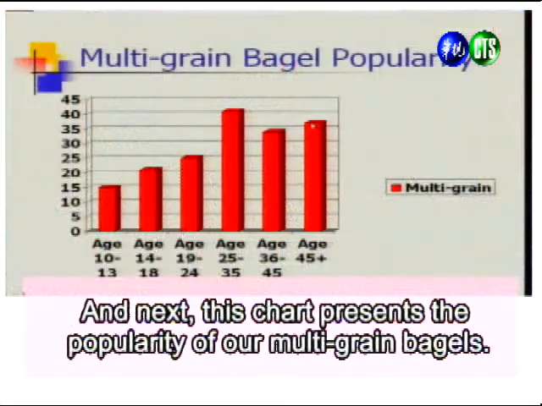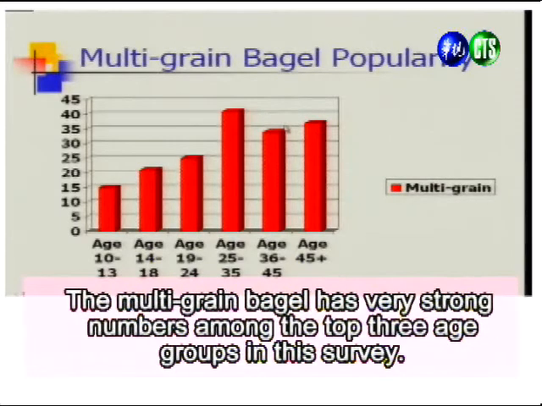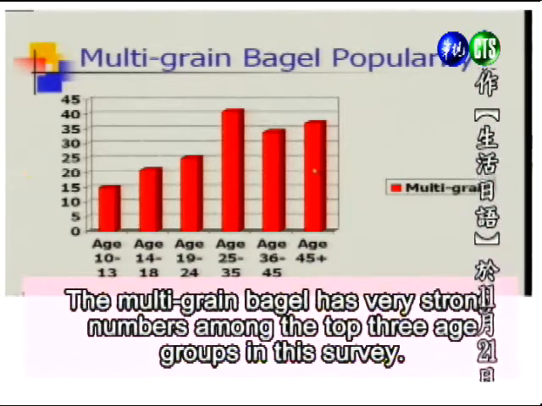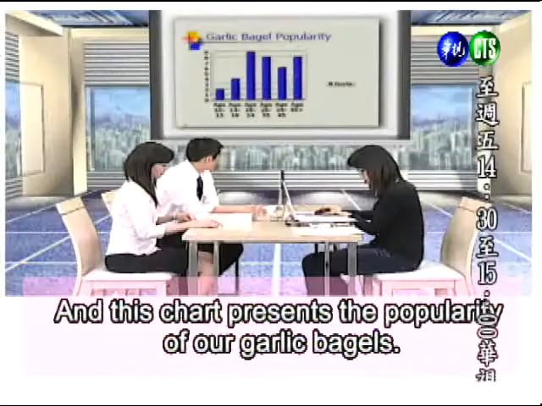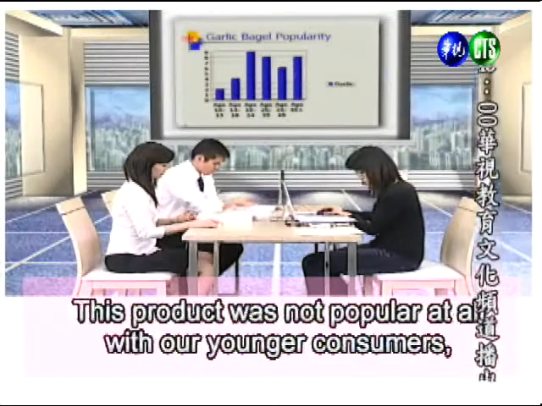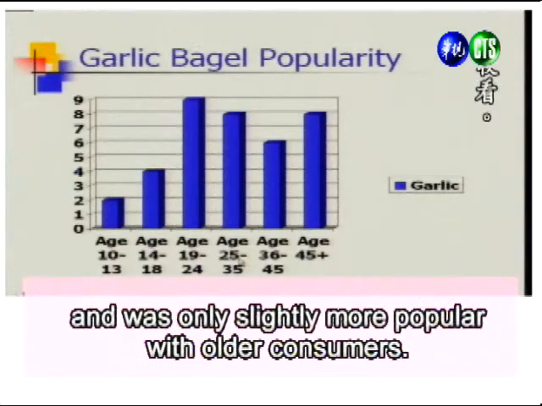And next, this chart presents the popularity of our multi-grain bagels. Similar to the fruit bagel, it starts off moderately popular among younger customers and steadily rises in popularity. The multi-grain bagels have very strong numbers among the top 3 age groups in this survey. And this chart presents the popularity of our garlic bagels. This product was not popular at all with our younger customers and was only slightly more popular with older customers.